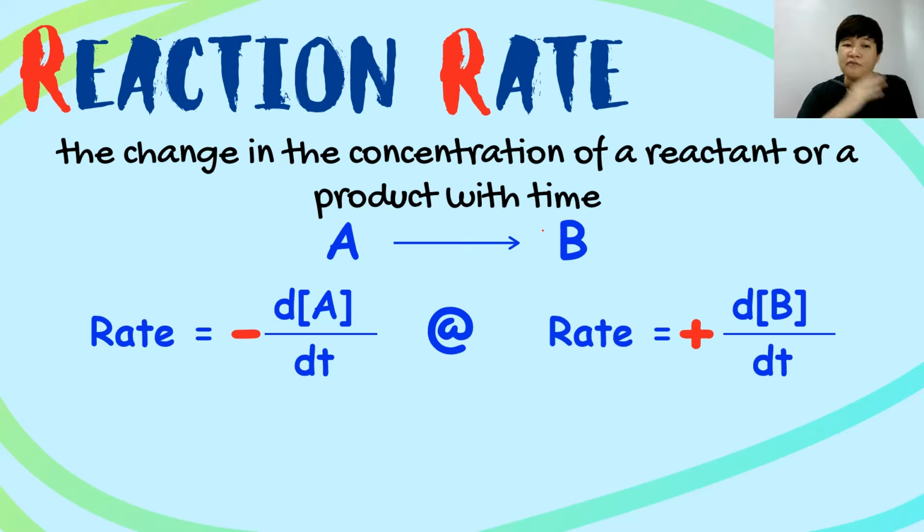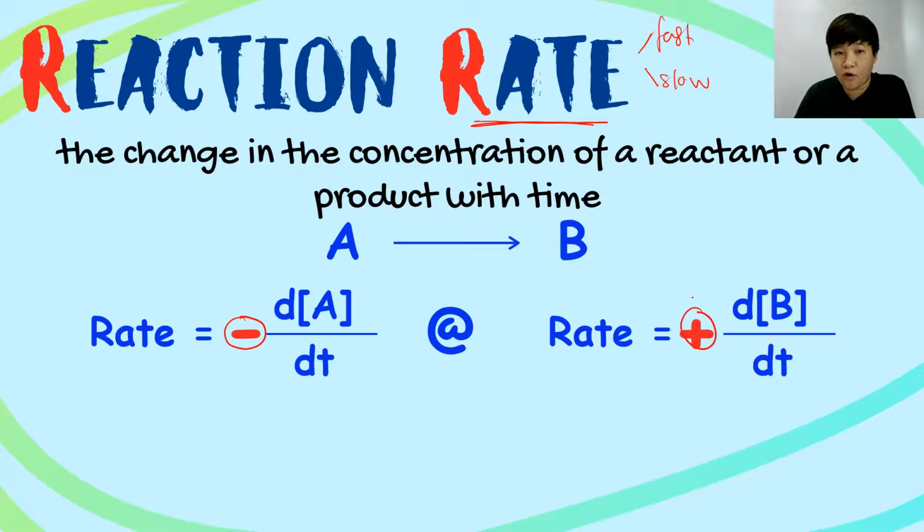Alright, so we know everything about rate right now. We know what rate actually stands for, what happens when the rate is fast, what happens when the rate is slow. We know what the negative and positive symbols stand for. We know why it is d concentration, what the d is, what the square bracket is, what the dt is. We have learned all that just now. So the question over here, when we say changes in concentration and changes in time, how do I calculate the changes?